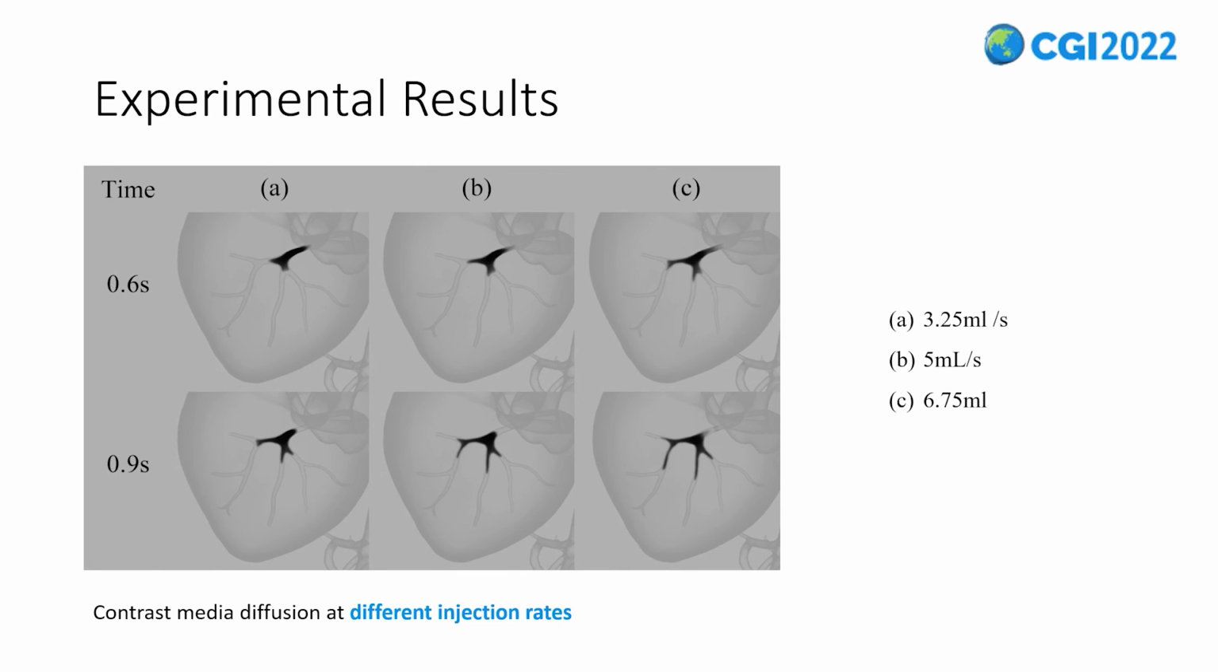We also kept the injection volume unchanged and changed the injection speed. We injected the contrast media at different velocity and recorded the diffusion at specific time. It can be seen that the contrast media in column C with higher injection speed reached a more advanced position at the same time.